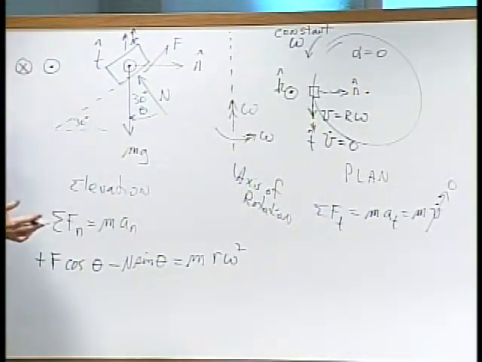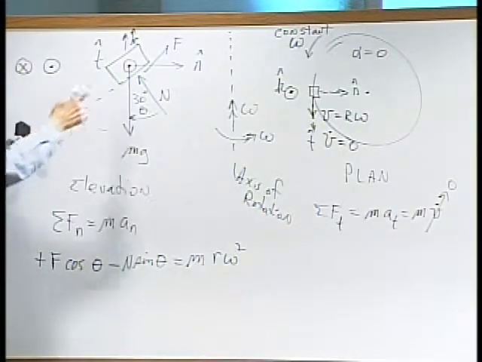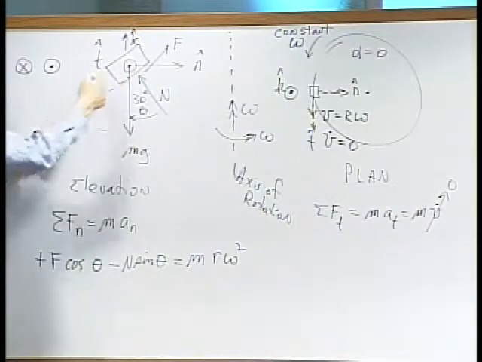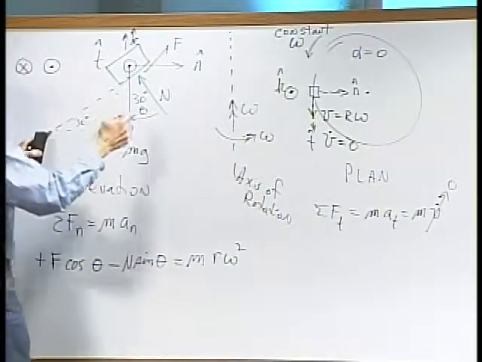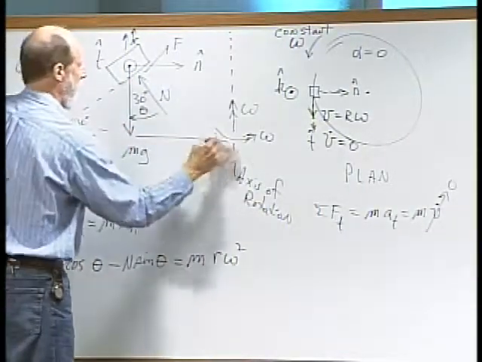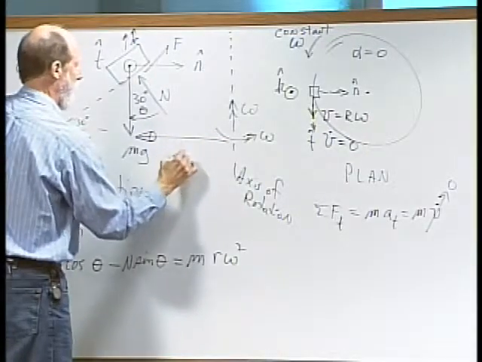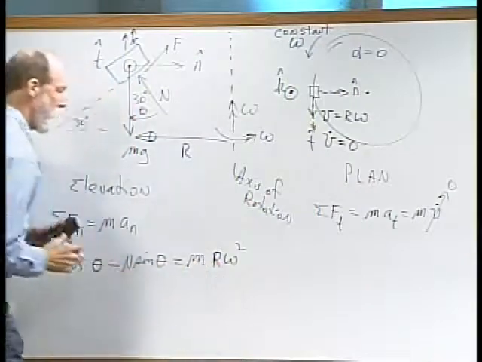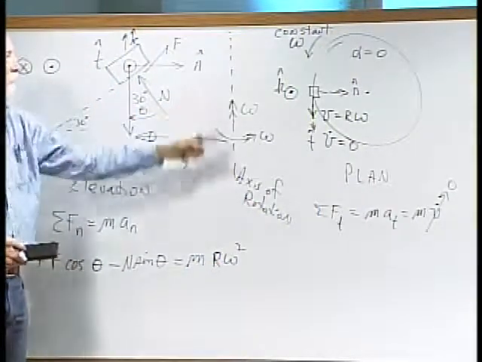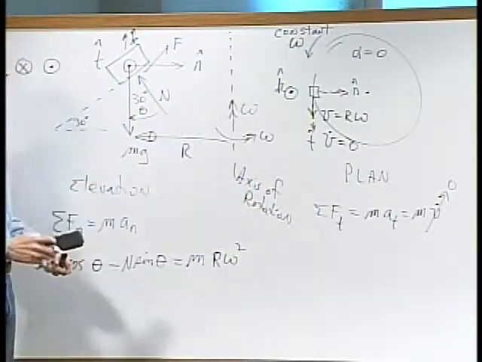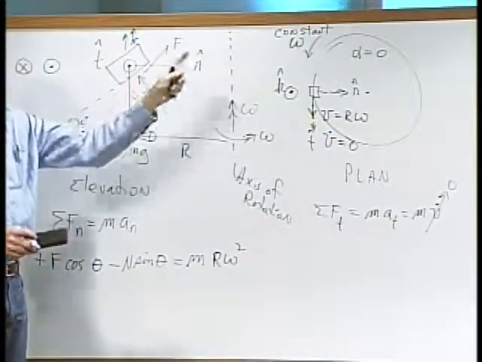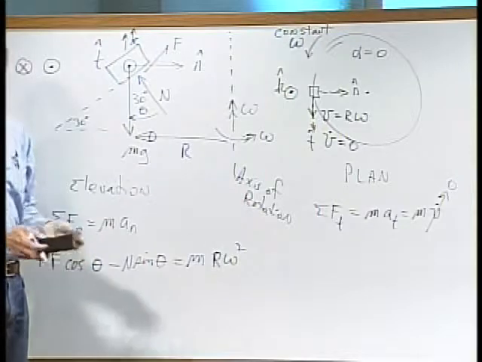Where's our r on this picture? Is this our r? No, it's between the block and the center of the rotational axis. This is r, right there. That's r, off the rotational axis. Always think of the path being followed by the particle.